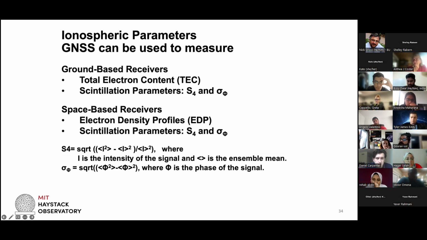Space-based receivers, which use occultation, and I'm not going to show you too much of that data, can measure electron density profiles. This is a big area that people are really starting to go into. They can also measure S4 and sigma phi. All right, my next slide.